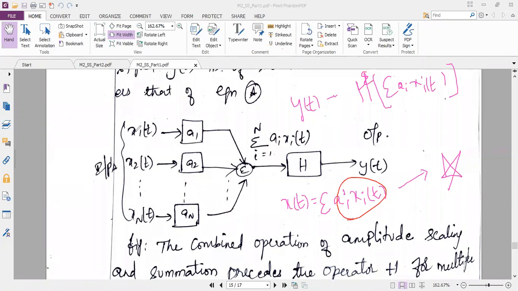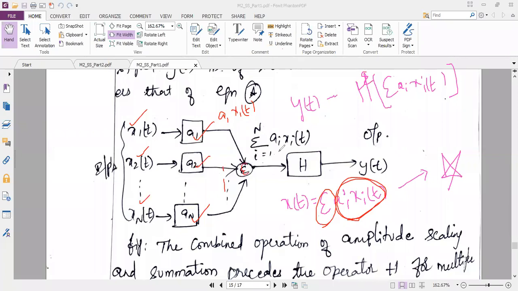So I have first inputs x1, x2 up to xn. As per this equation, they should be multiplied with the scaling factors a1, a2, an respectively. So these two are multiplied and at this stage I get the products a1 into x1 of t and a2 into x2 of t, and it keeps continuing like that. Everything as per equation star I have to add, so I am adding it.